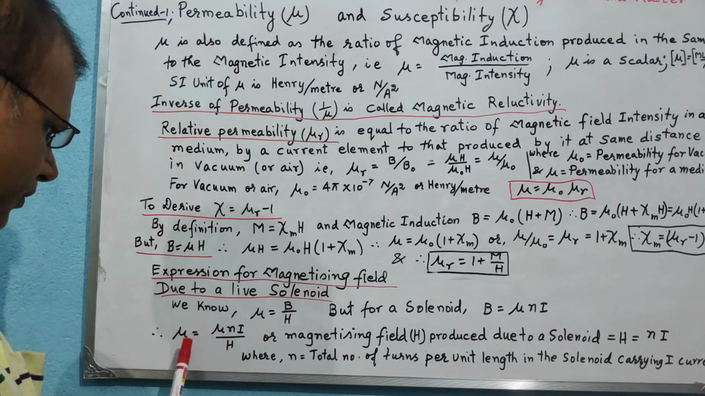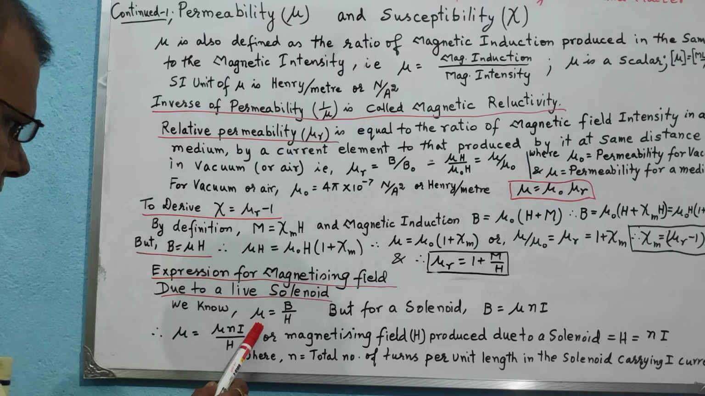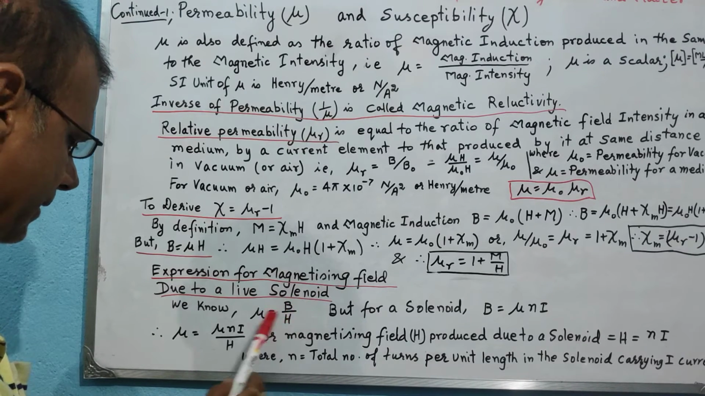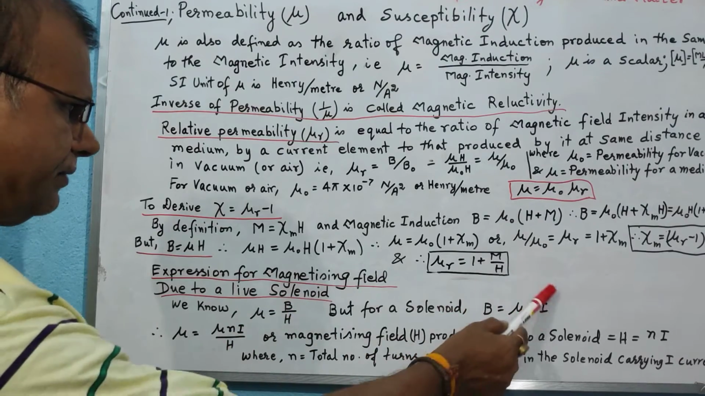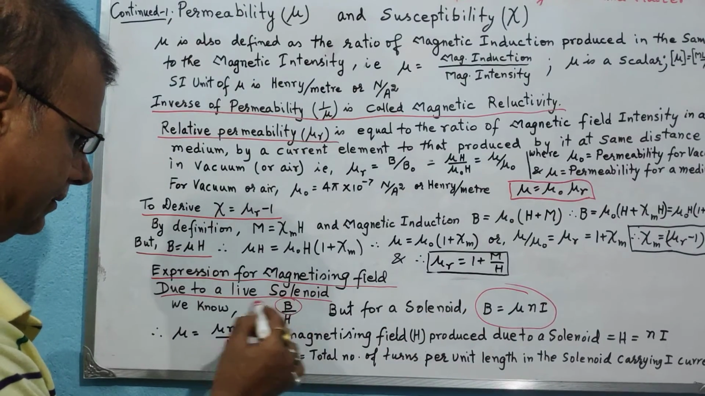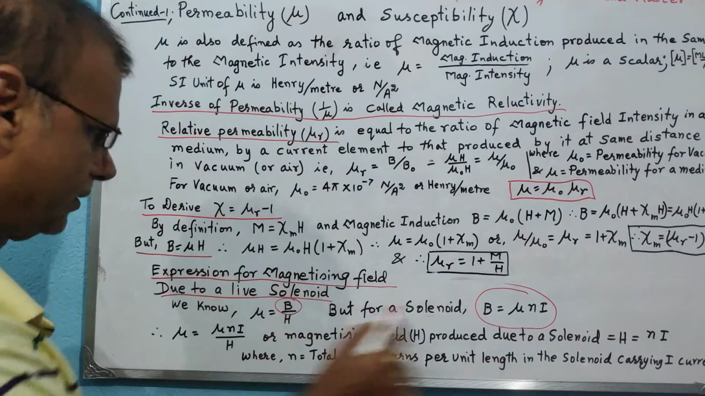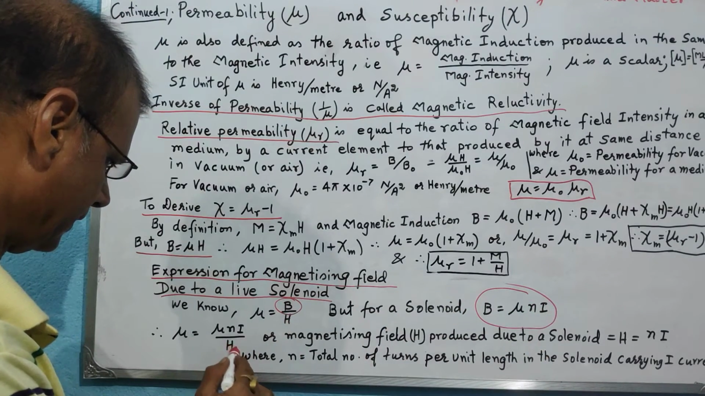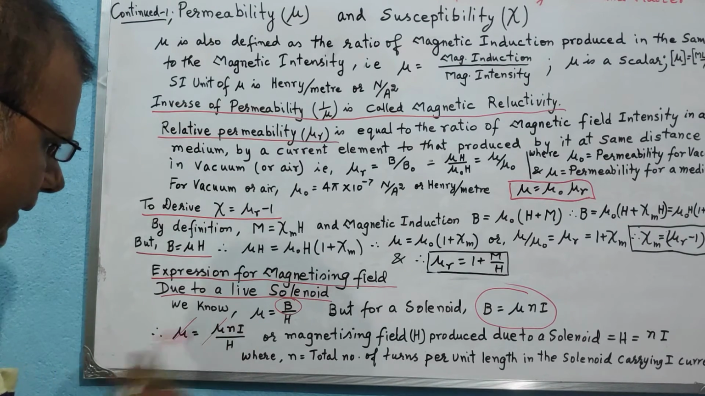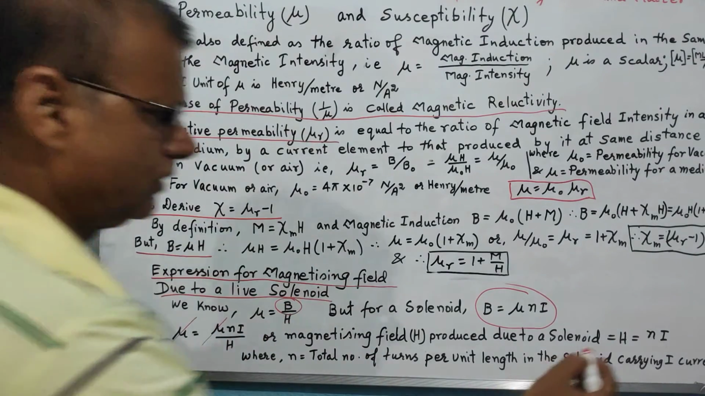So for B we can write mu 0 n i divided by H. Therefore mu is equal to mu 0 n i divided by H. So H stays there, but mu is present on both sides, so that cancels. That means the magnetizing field H produced by a solenoid is equal to n i.